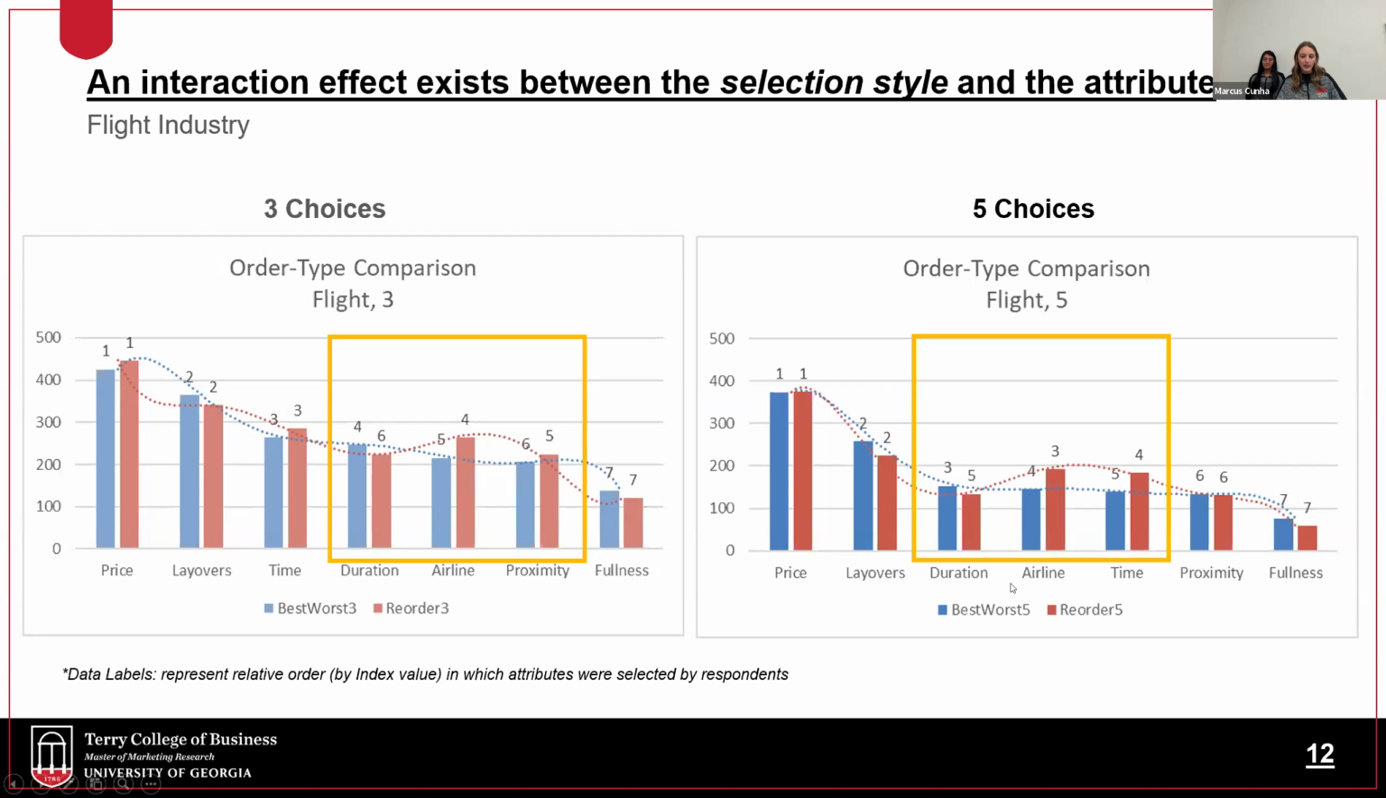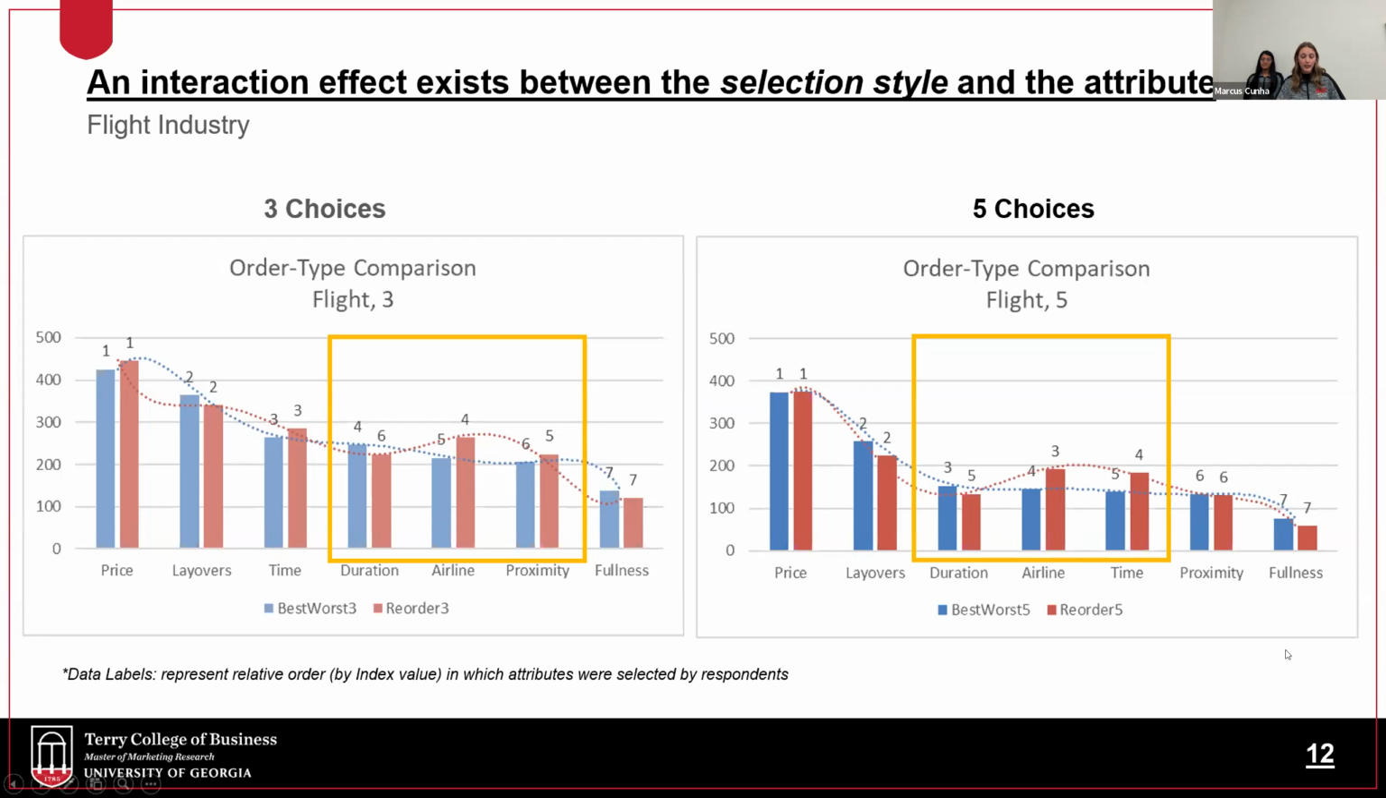So the interactions are shown by the crossovers in the lines here, as well as the third option being ranked as the 5th option here, and so on. So there is a significant effect of the selection style, best worst or reorder, on the attribute order.